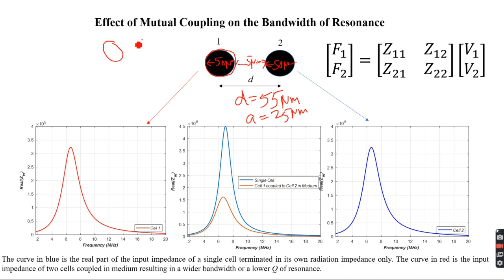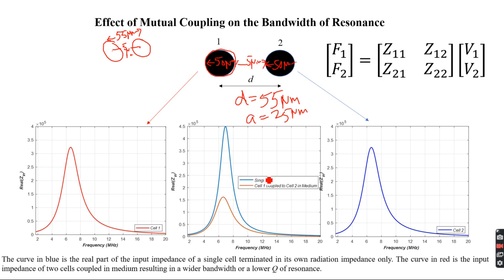Well, let's see. So you have two cells, and the distance is 55 microns. That means half of this distance, 25 plus 25, is 50. So you're left with 5 microns over here. They're pretty close to each other.